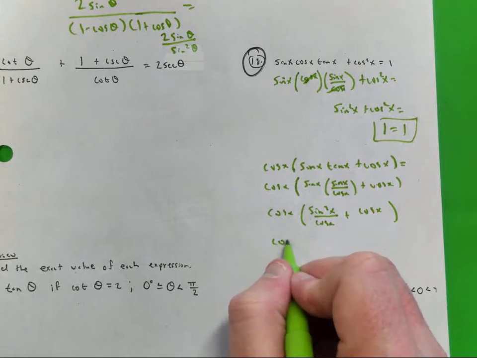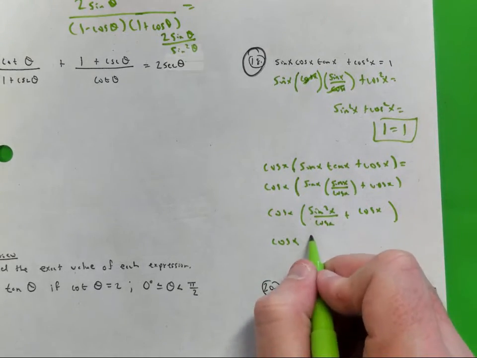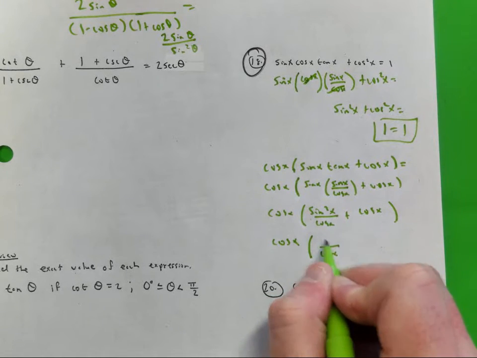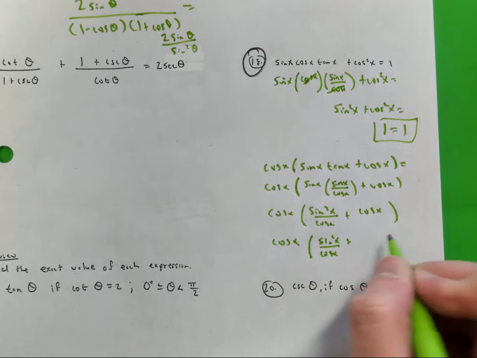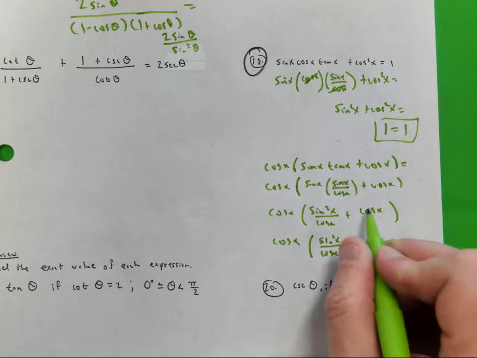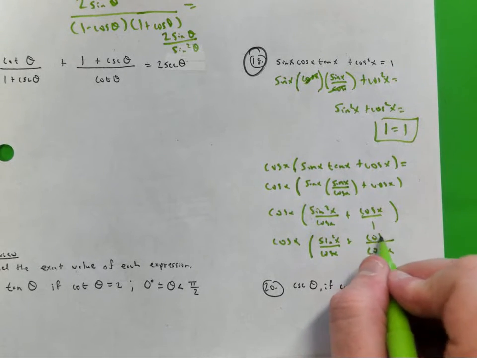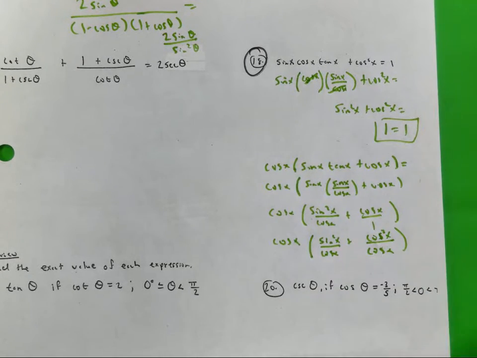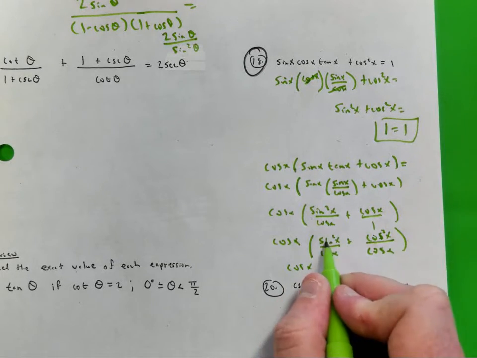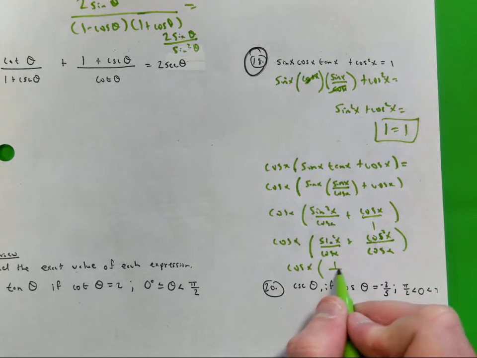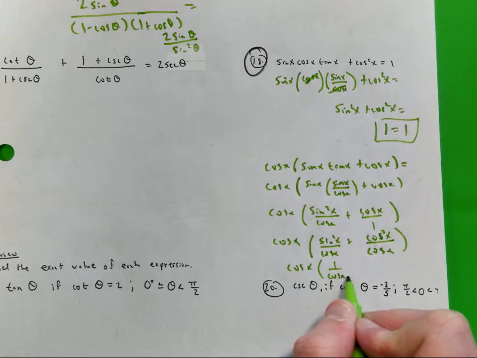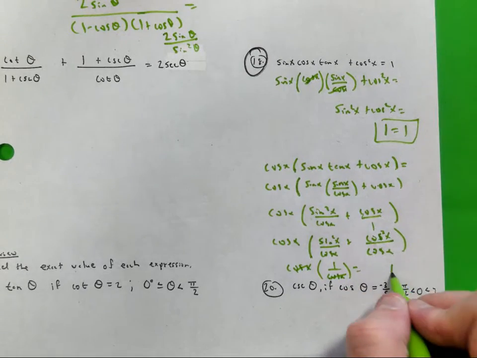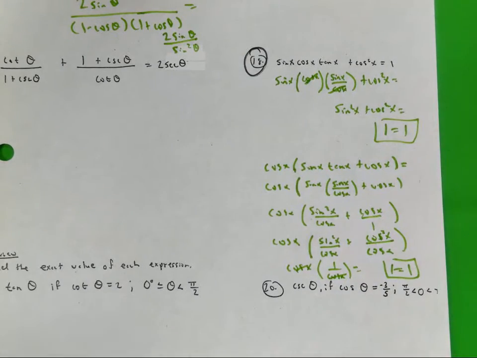I'm going to find a common denominator, which is cosine. If I multiply, I'm going to multiply the top by cosine squared x. Sine squared plus cosine squared is 1. Those cancel out and you get 1. So you could do it that way or the other way. It's fine. It does work.